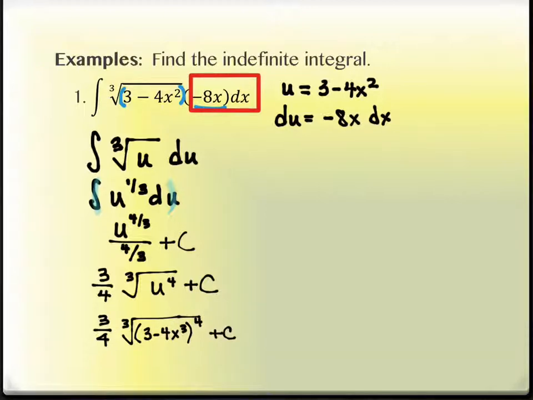Oh, it was squared, wasn't it? Sorry. Let me fix that. Thank you. Is that okay? Lovely. Y'all good? Okay, so we're going to keep working through these.